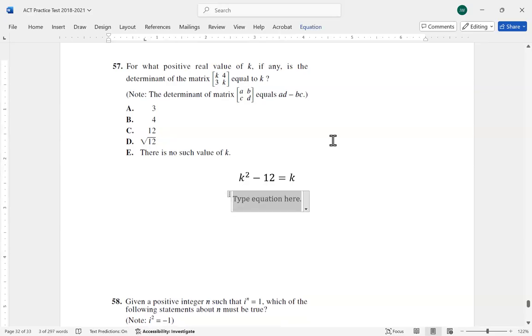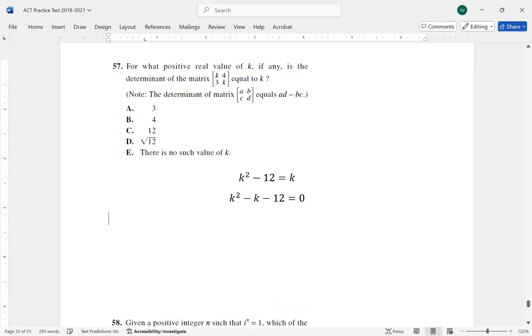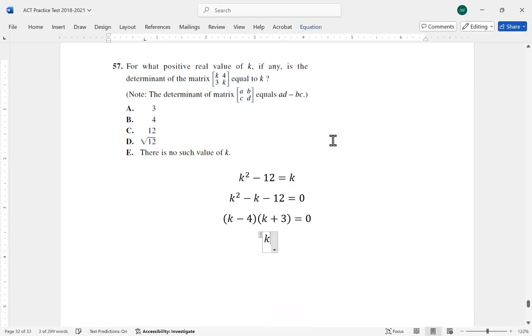We can solve this. K squared, subtract k from both sides. So k squared minus k minus 12 is equal to 0. And then I can factor the left-hand side. Factors of negative 12 that add up to negative 1 are negative 4 and positive 3. So I get k minus 4 times k plus 3 equal to 0. That means that k has to be equal to 4, or k has to be equal to negative 3.